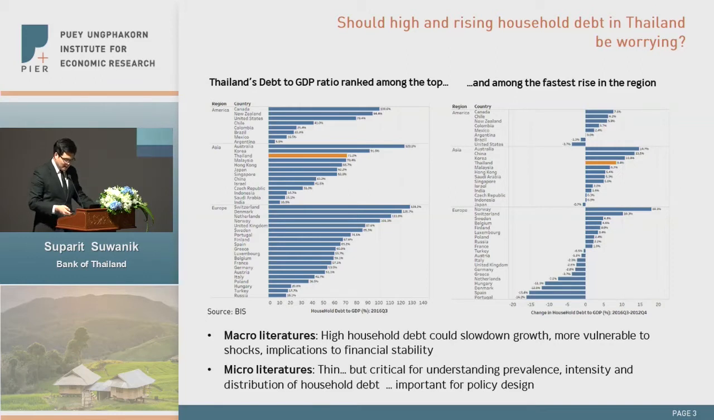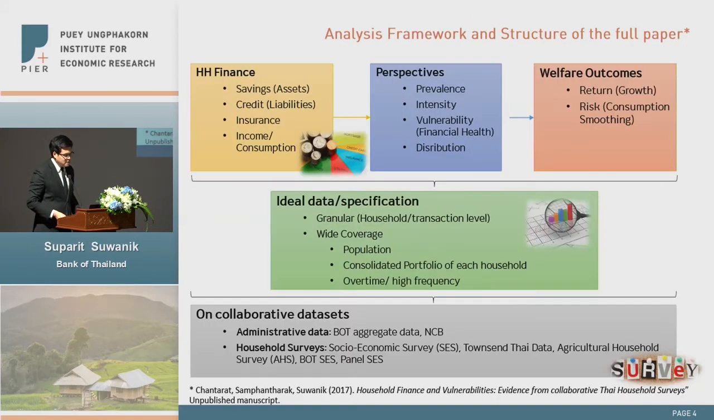So we can see the other side of the balance sheet as well, and we can see what the financial health of Thai households actually is. So here's the analysis framework and structure of our full paper. Like businesses, households also have a balance sheet and an income statement. So we want to study household finance from various perspectives, for example prevalence, intensity, vulnerability, and distribution. And we would like to come up with welfare outcomes, which include both return and risk.